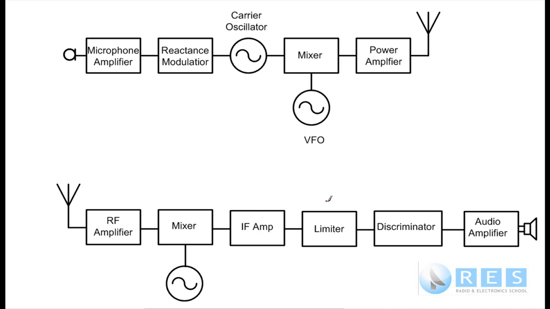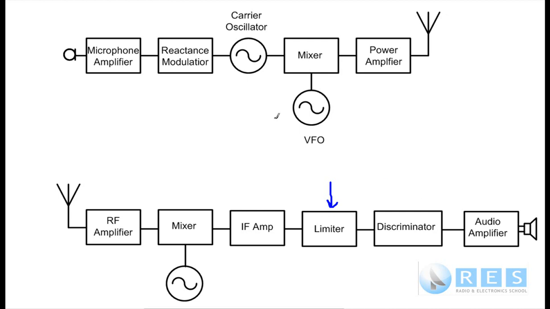So there's only two stages so far that are new to you. One is the limiter, and it removes amplitude variations. The next stage is the demodulator in an FM receiver. Demodulators, all demodulators, convert radio frequency signals back into audio signals. The demodulator in an FM receiver has to convert changes in frequency back into changes of voltage.